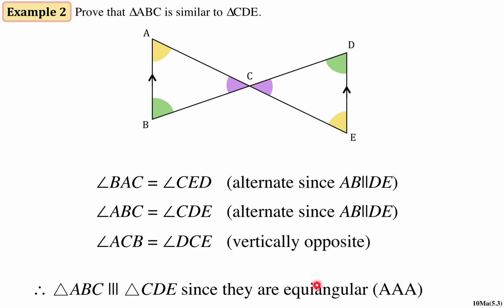And a fancy way to say that is that they are equiangular, but you don't have to remember that. You could just say since they have 3 pairs of matching angles. You shouldn't write by AAA because that's using the old terminology which is no longer part of our syllabus, as I mentioned earlier.